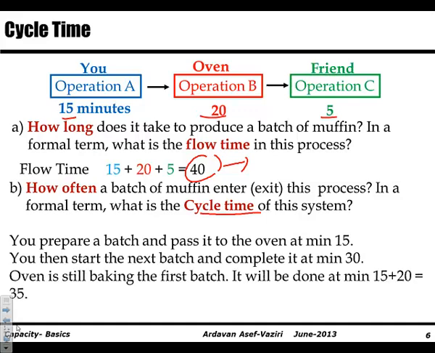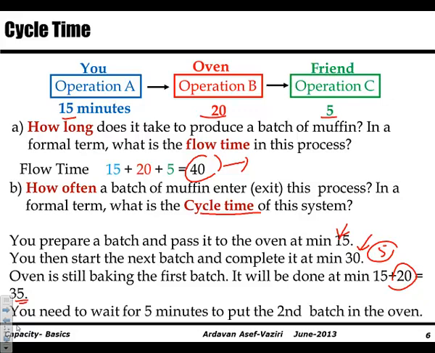However, the oven is not done. You put the first batch into the oven at minute 15. It takes the oven 20 minutes to do its job. Therefore, the oven is done at minute 35. Until minute 35, you cannot put anything into the oven. So if you are finished at minute 30, you should wait for 5 minutes and then put the next batch into the oven.